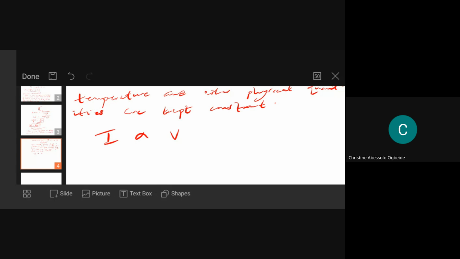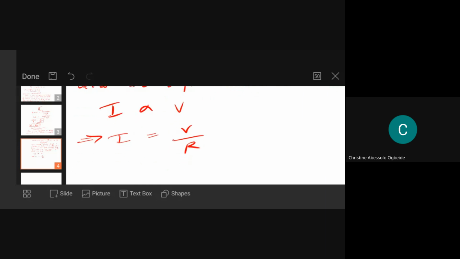And of course, in mathematics, anytime you want to remove the symbol of proportionality, you have to bring in a constant K. In this case, our K is 1 over R. So we can say that I is equal to V all over R, which means V is equal to IR. So this is Ohm's law.